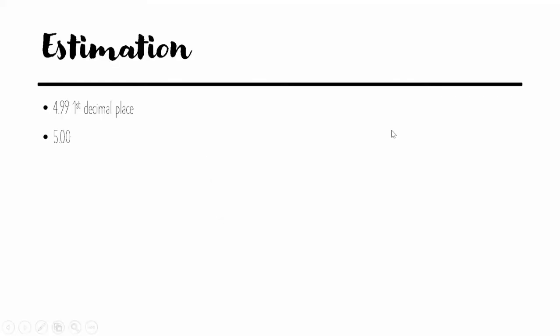In estimation, what do you have to do? Simply, if you have 4.99 and you have to estimate it to the first decimal place, you're going to look at the first decimal place. You're going to look at the number to the right. Is that number greater than or equal to 5? Yes, it is. So we're going to add 1 to the value we're looking at. So 9 plus 1 becomes 10. And in 10, the 1 is carried over to the 4. So it becomes 5.0, since any numbers to the right of the value we're looking at get cancelled.